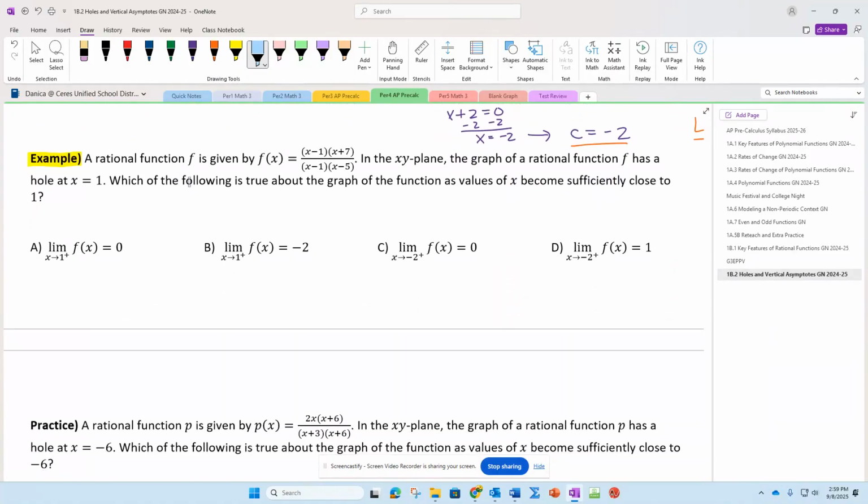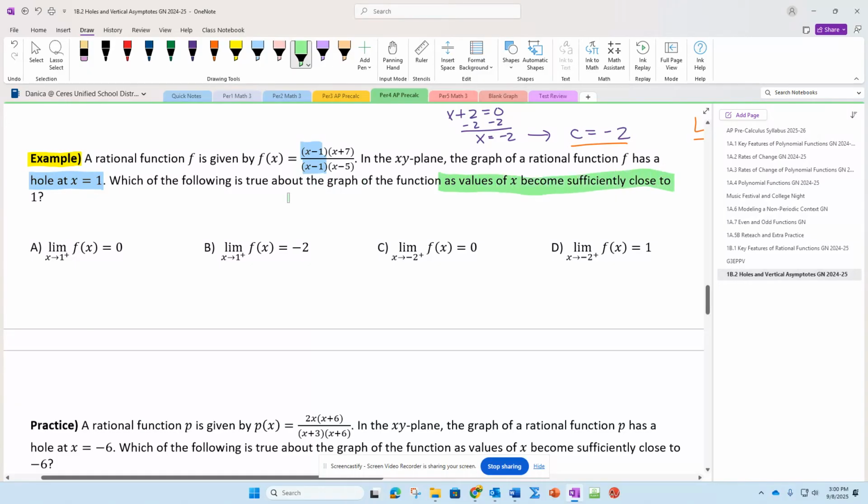So here we have a rational function f, and it says the graph has a hole at x equals 1, which we can see. There's our x equals 1 for that hole. And so we want to know which of the following is true about the graph of the function as values of x become sufficiently close to 1. So this is the idea of, we've got this curve, we've got this hole, and the coordinates of that hole are 1 comma something. We don't know that yet.